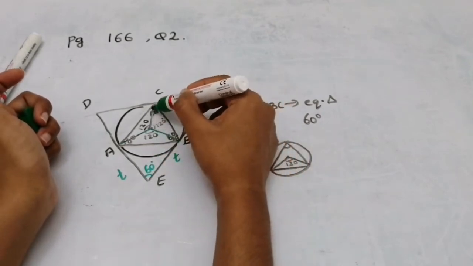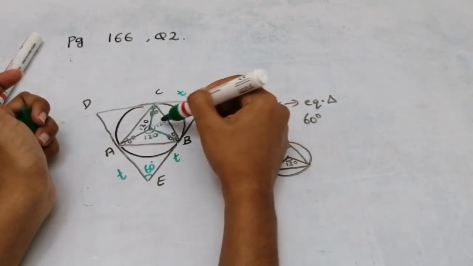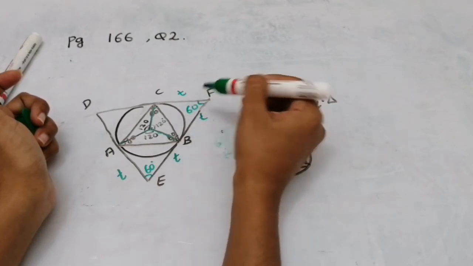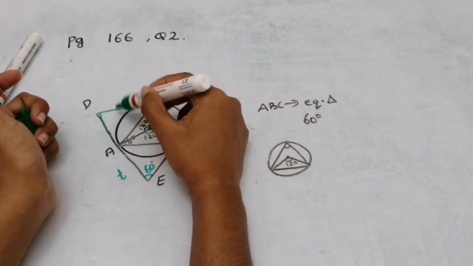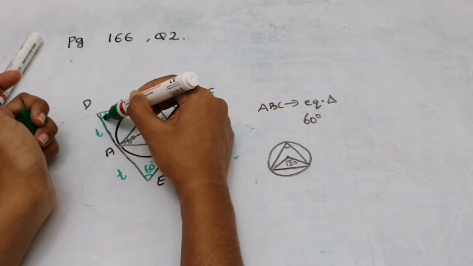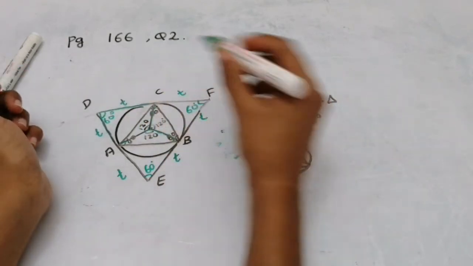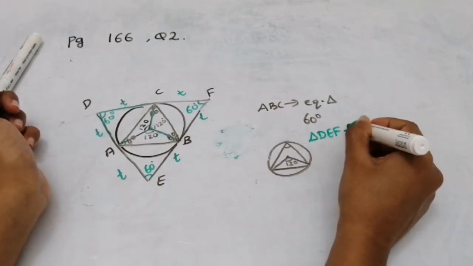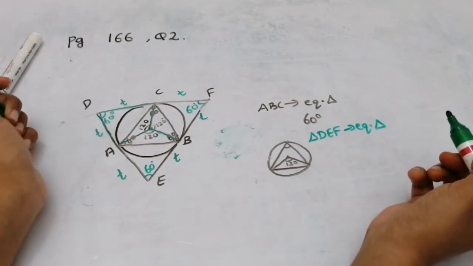Now here you have R, T, T, so the sum of opposite angles must be 180. So 120 and 60. Now this is also R, T, T, so 180 degrees. If this angle is 120 degrees, this angle is 60 degrees. Hence we got triangle DEF. Triangle DEF is also an equilateral triangle. This is the first part of the question.